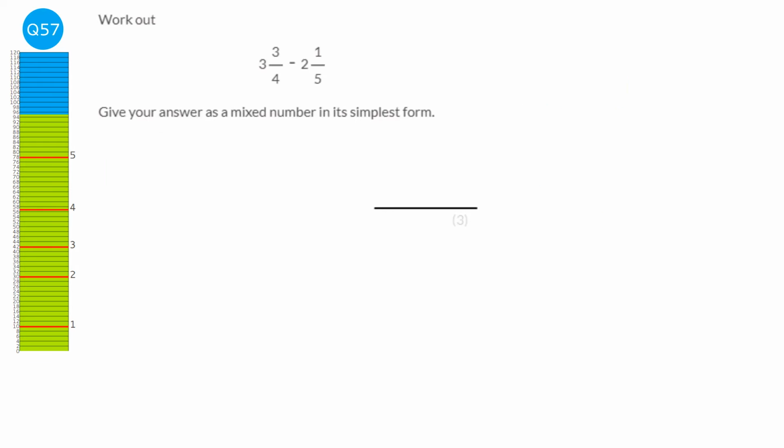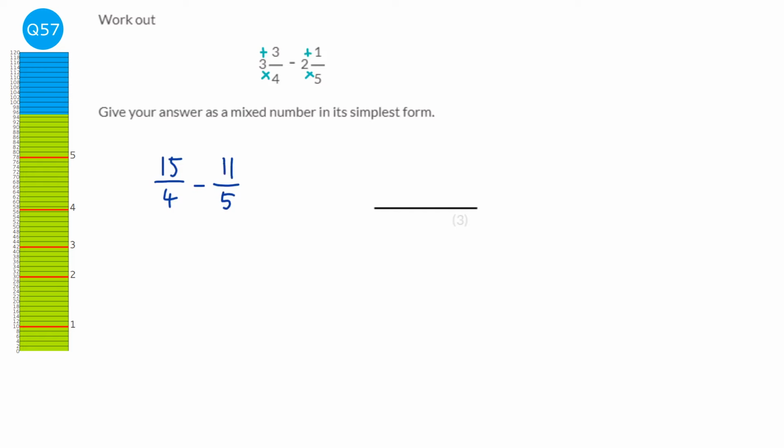To subtract mixed numbers, we must convert them into improper fractions first. So to do that, we do the big number times the bottom and add to the top. So it's going to be 3 times 4, which is 12, and add to the top, which is 15. Keep the bottom the same. 2 times 5, add to the top. So 2 times 5 is 10, add to the top is 11.